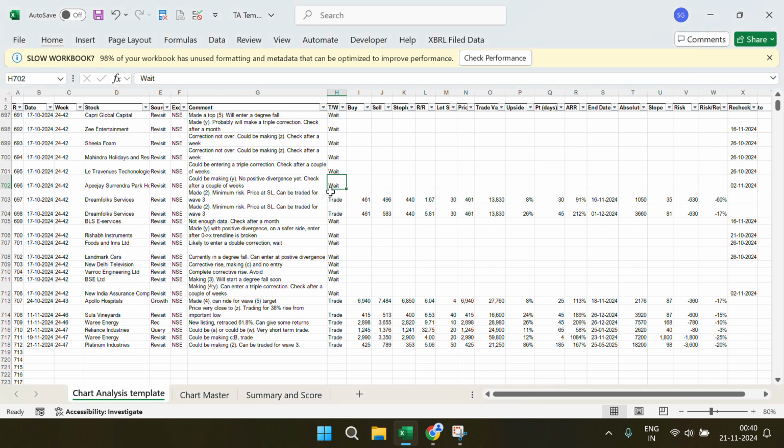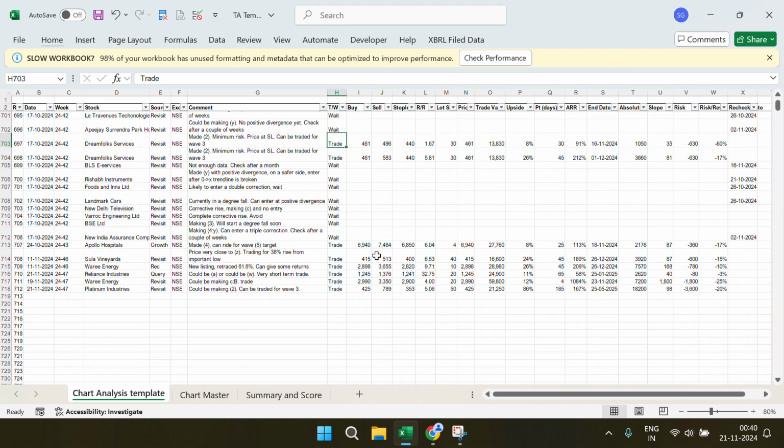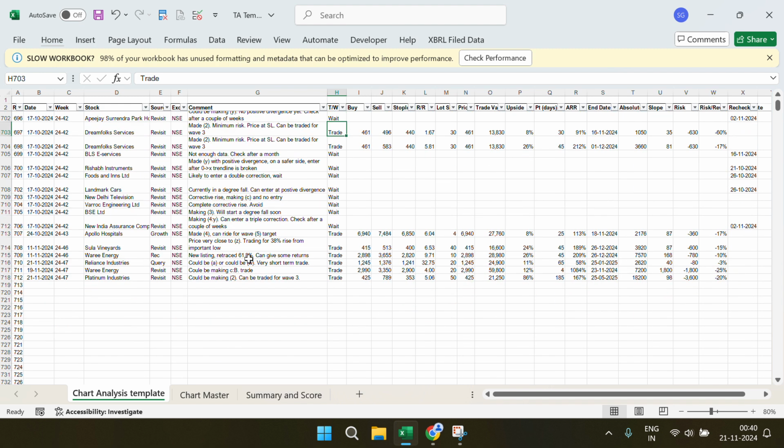When I say trade, it means a single signal that I can consider a trade for. I'll show you a couple of examples later. So this is the basic information. The things I'm very particular about are the entry, the exit and the stop loss. Buy and sell basically means I can have a short position or a long position.